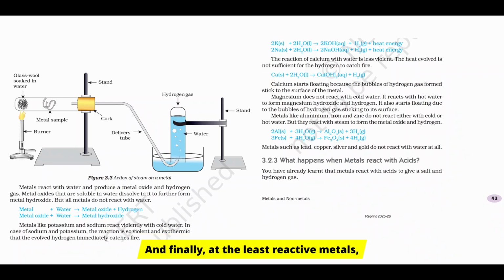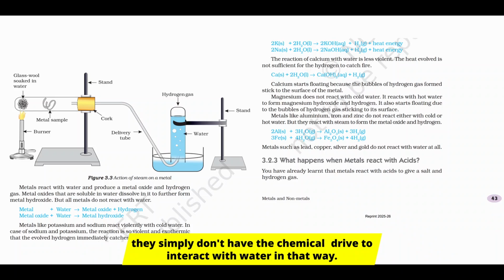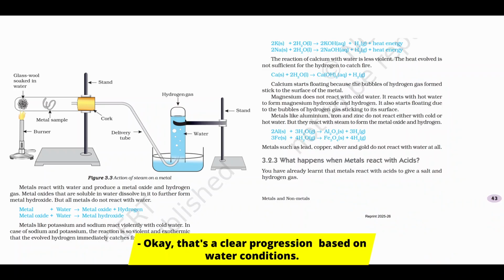And finally, the least reactive metals, such as lead, Pb, copper, Cu, silver, Ag, and gold, Au, show absolutely no reaction with water. Regardless of its temperature or state, cold, hot, or steam, they simply don't have the chemical drive to interact with water in that way. So from these water reactions, we can refine our reactivity order even further. K, Na: cold water. Mg: needs hot water. Al, Fe, Zn: need steam. Pb, Cu, Ag, Au: no reaction at all. Okay, that's a clear progression based on water conditions.